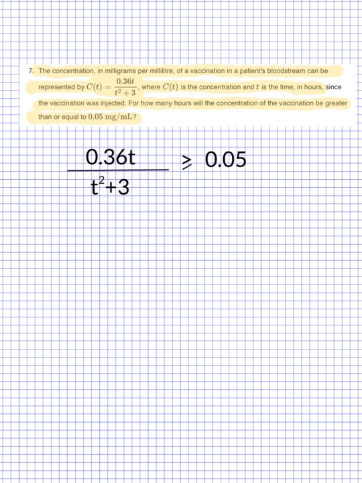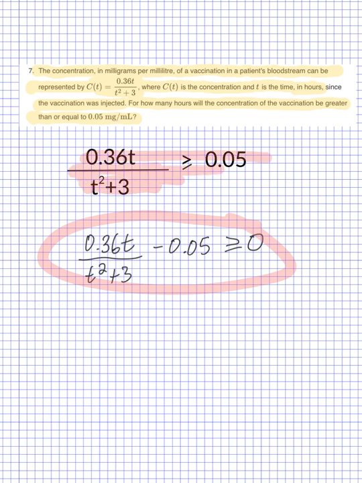There are plenty of ways of solving this, but I'm going to go with the way I've been teaching so far. We're just going to bring everything to the left: 0.36 T over T squared plus 3 minus 0.05 greater or equal to 0. The solutions will basically be the same, so all the places where this is greater than 0.05 will also satisfy this new inequality.